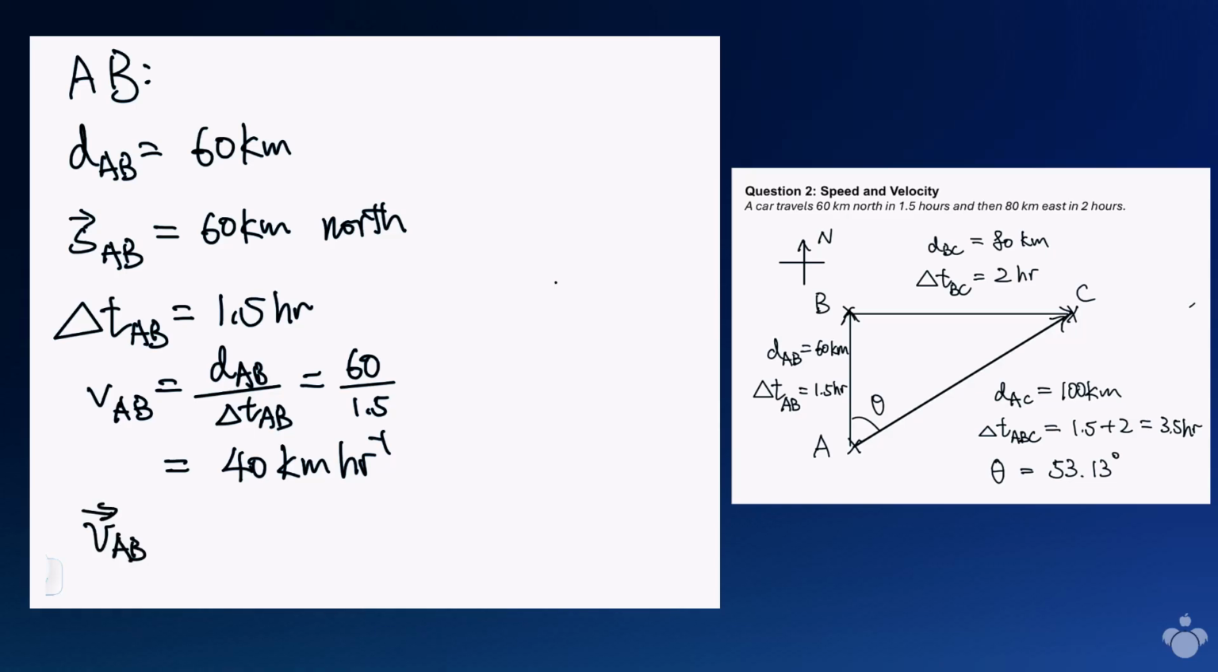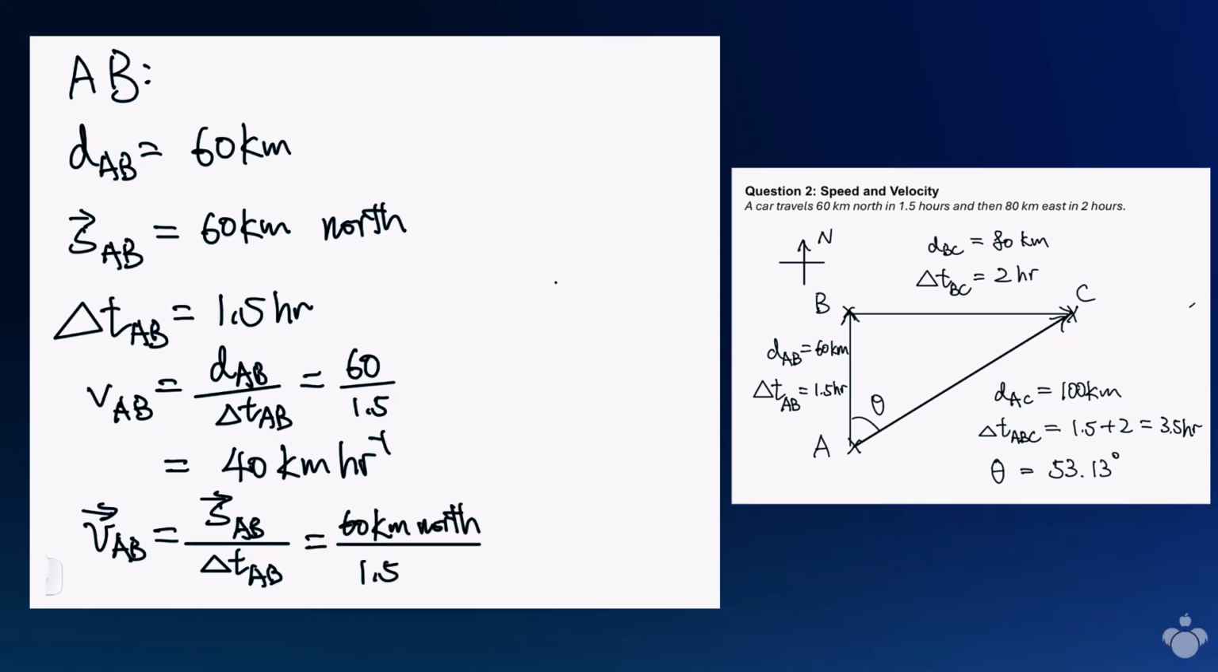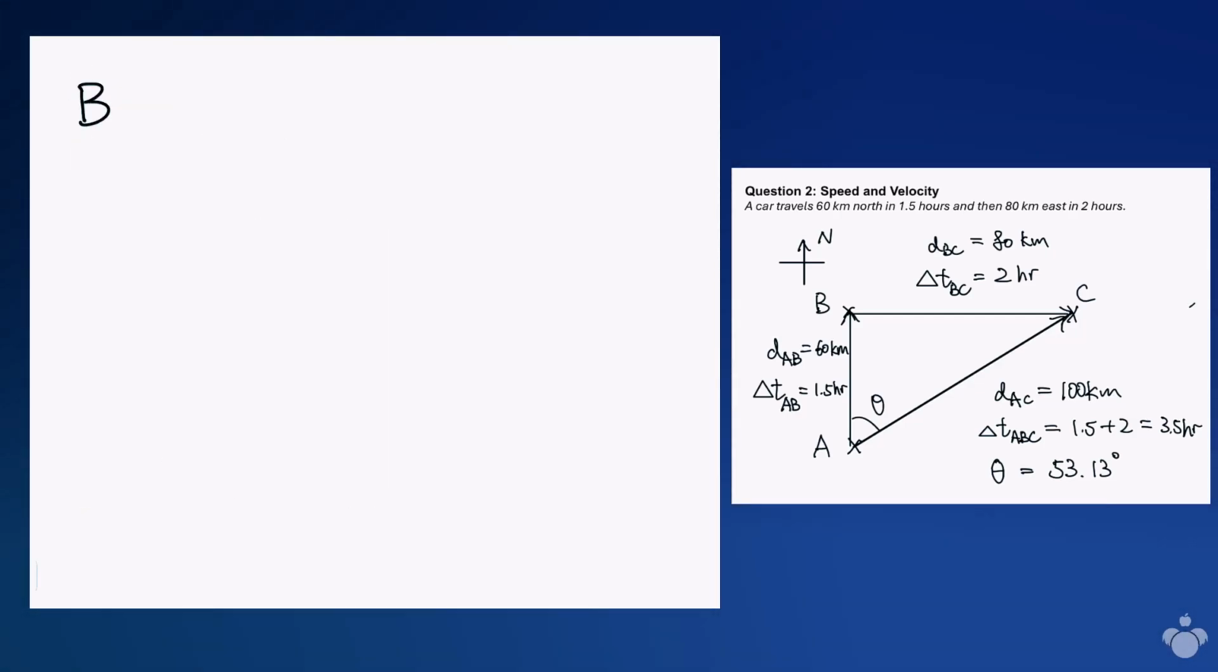The average velocity AB is calculated as displacement AB divided by delta T AB, which is 60 kilometers to the north over 1.5 hours, resulting in 40 kilometers per hour to the north. Next, we move to the journey from point B to point C.